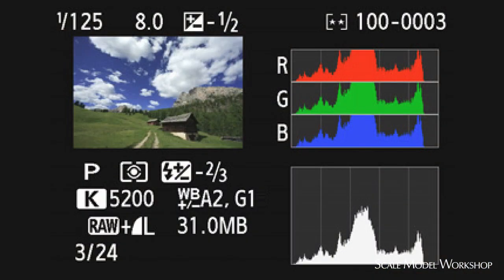Here I'm showing a typical DSLR histogram display. The bottom histogram is a luminance histogram, and it basically shows the distribution of the 256 shades of gray that are recorded by a digital camera. The upper three are color histograms, and they show the distribution of the red, green, and blue channels. Looking at these histograms, you can see that there's no digital information at the extreme ends. This means that all the information about the scene's been captured.